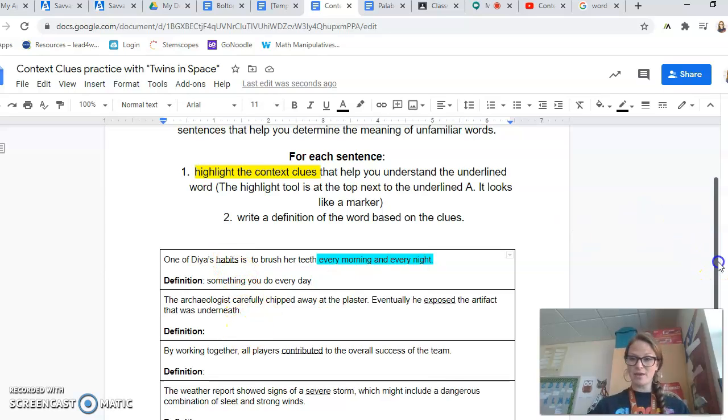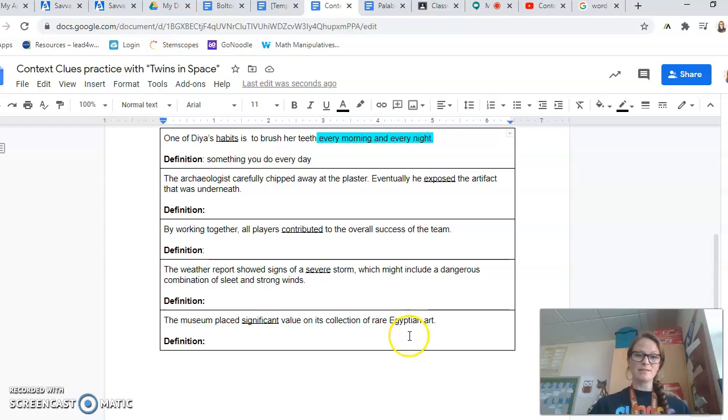You're going to do the same thing for these other 4 sentences. This one reads, the archaeologist carefully chipped away at the plaster. Eventually, he exposed the artifact that was underneath. Next sentence, by working together, all players contributed to the overall success of the team. The weather report showed signs of a severe storm, which might include a dangerous combination of sleet and strong winds. And then lastly, the museum placed significant value on its collection of rare Egyptian art.